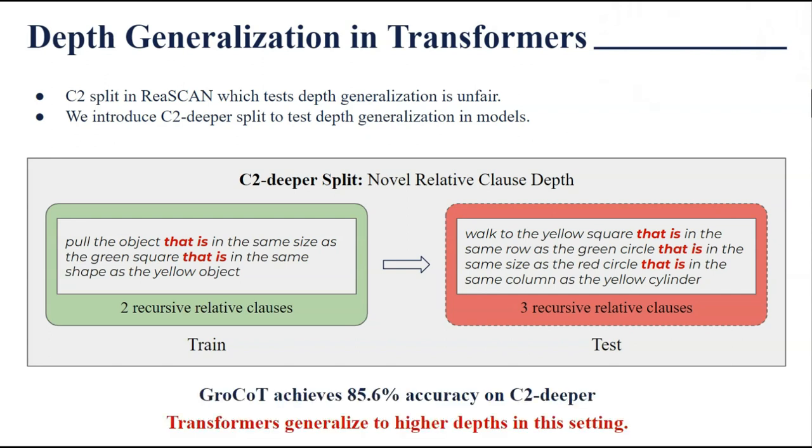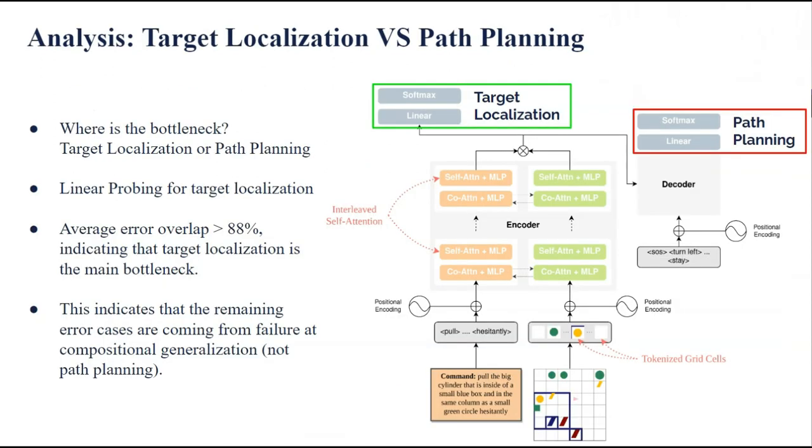On this split, our model achieved 85.6% accuracy. This was surprising because, contrary to results in prior works that showed that transformers struggle with depth generalization, our results suggest otherwise, that transformers do generalize to higher depths in this particular setting. We perform further analysis on our model to investigate where the bottleneck is.